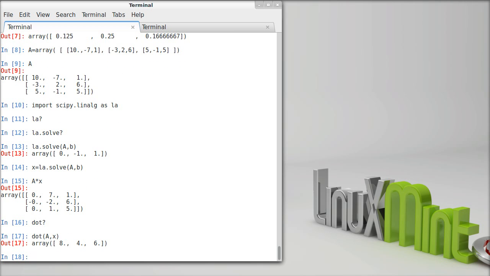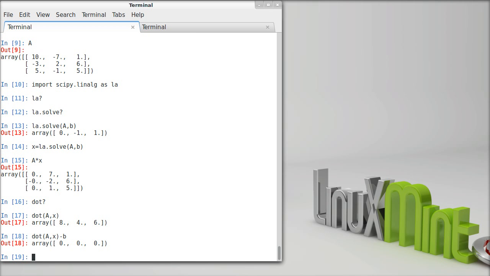So if we dot A and x together, we get back a vector as we should. In fact, we get back the vector that we expect. Ax is supposed to equal b, so if I subtract off b, what do you know? We get the right answer. We get 0, showing that this returned the correct thing. So that's a good thing to check. Well, that's it for solving. There's really not much more to it than that.